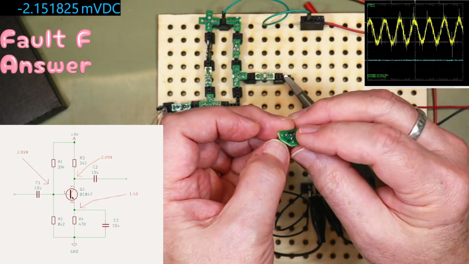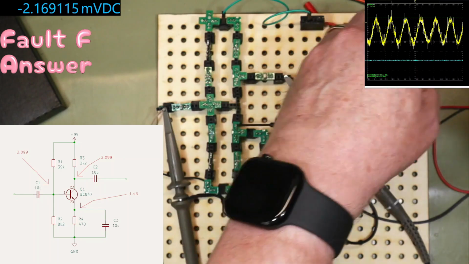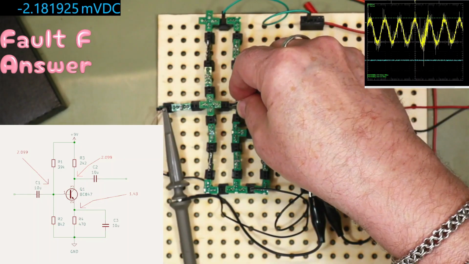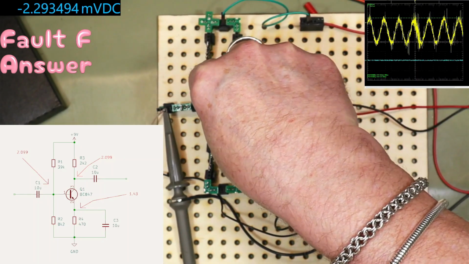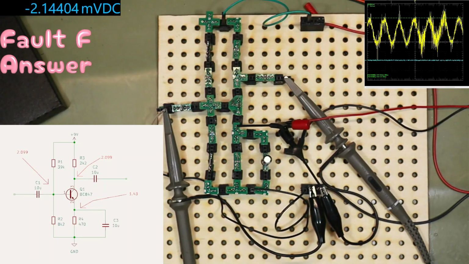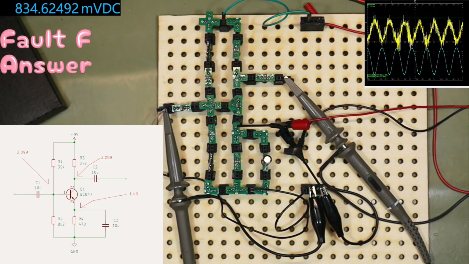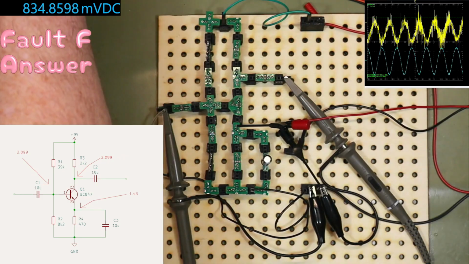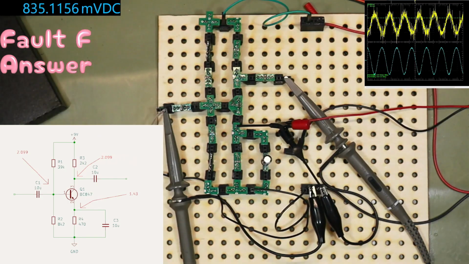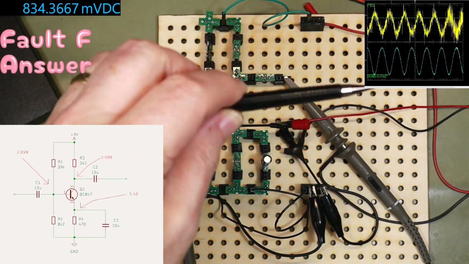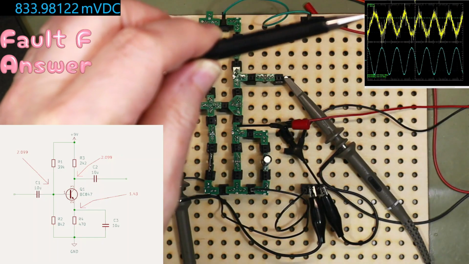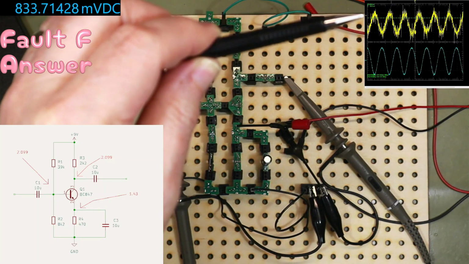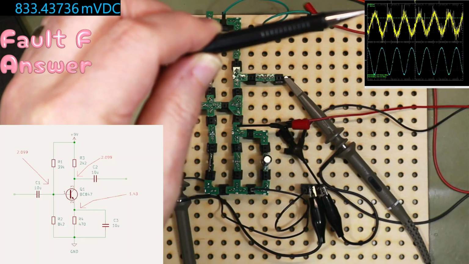If I remove that, put it back in, put power back on, and there we go. A reasonably happy amplifier, even though the trace is rubbish on my scope. I don't think you can actually see it very easily, but if you look there, that's where it thinks the 0 volt is on an AC coupled scope.